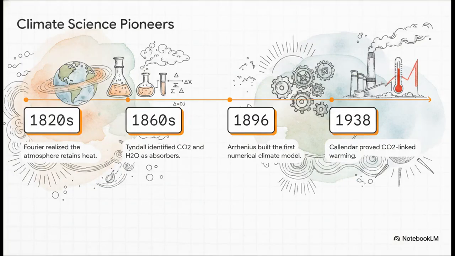And this brilliantly illustrates just how deep the roots of this science go. Back in the 1820s, Joseph Fourier first realized the atmosphere retains heat. By the 1860s, John Tyndall ran lab experiments proving that carbon dioxide and water vapor were the exact gases absorbing that heat. Fast forward to 1896, Svante Arrhenius built the first numerical model. And in 1938, Guy Stewart Callendar proved the link between fossil fuels and warming. This shows us exactly how progressive and established this century-old science really is.